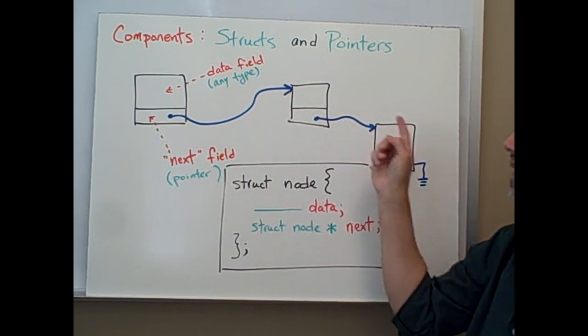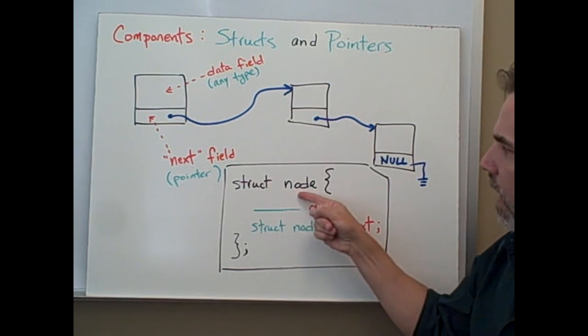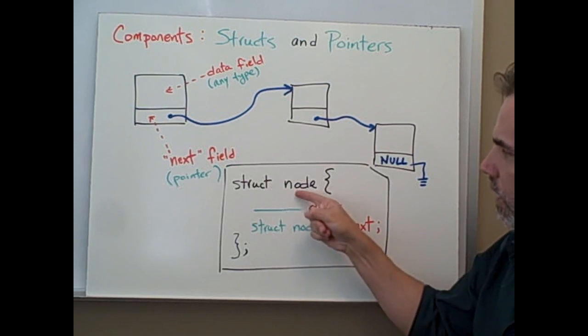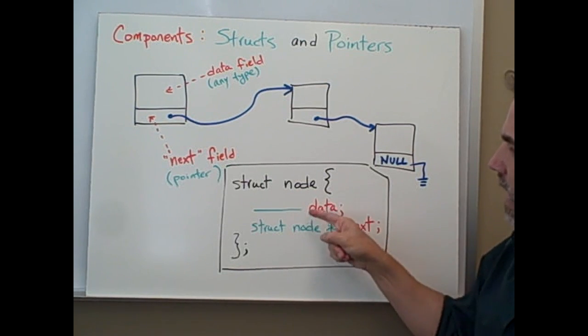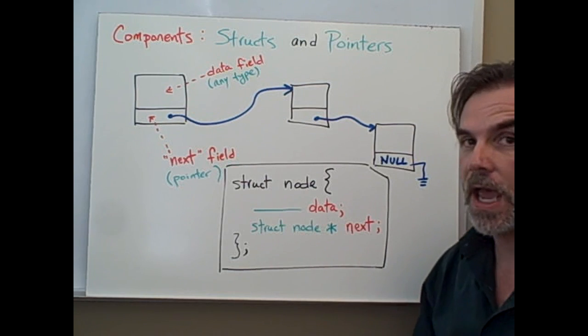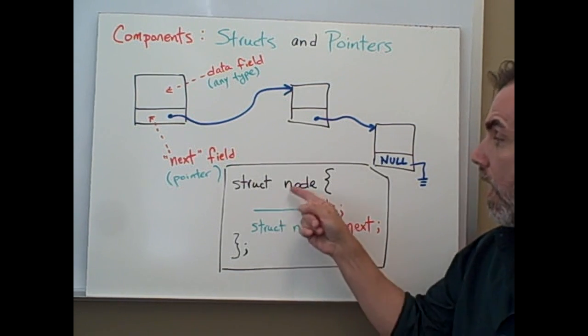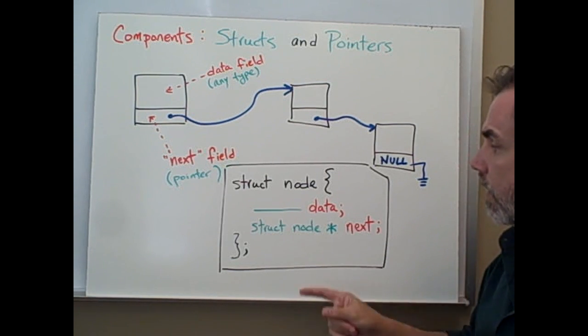Each of these elements of the list we call a node. And so we define a struct node. We say it's got a data field. We'll just use one field here, but we have some flexibility. This data can be of any type. It could be int, it could be float, it could be an array. Anything we want can be the data in our struct.